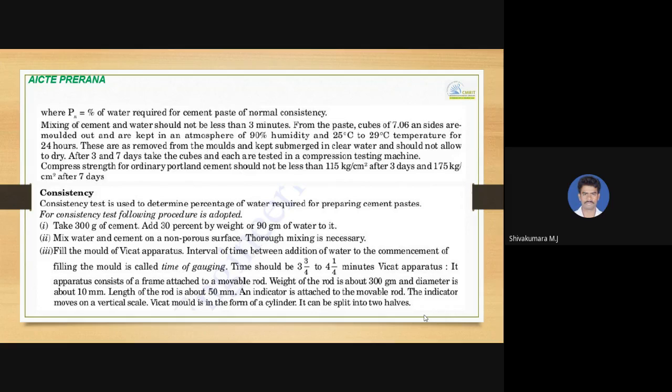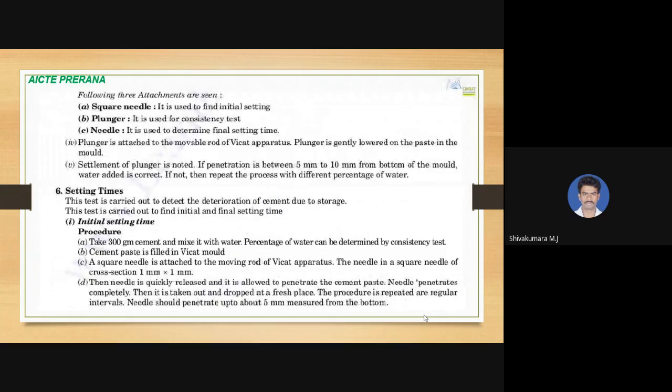If it is not penetrated, if it is less than 5 mm, then in such a case go for increasing the water content. From 23 you can go to 25, or 26, 27, like that. Keep increasing the water content until you get a depth of penetration of the plunger in the range of 5 to 7 mm. That particular percentage of water you express as normal consistency or standard consistency. After getting the value of normal consistency, you can go for determining initial and final setting time.